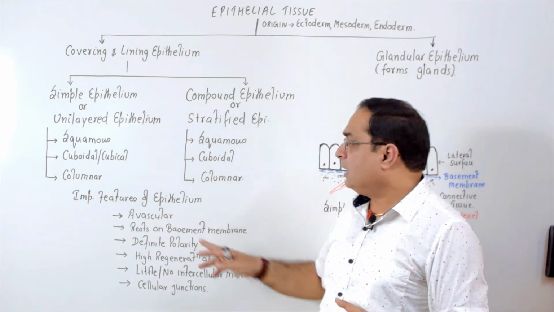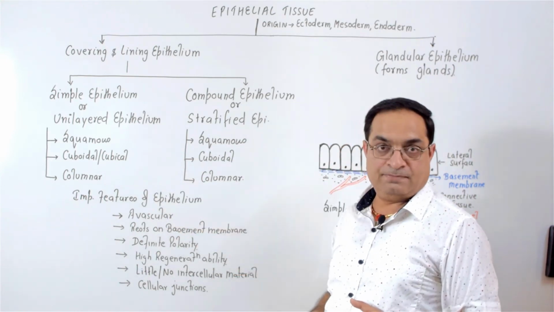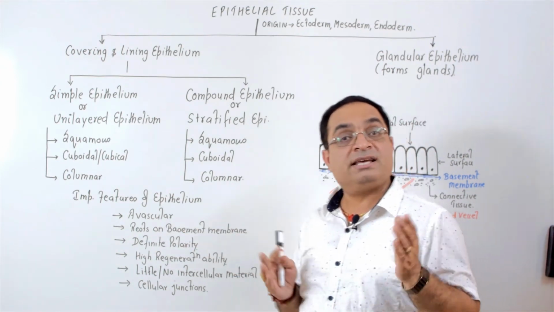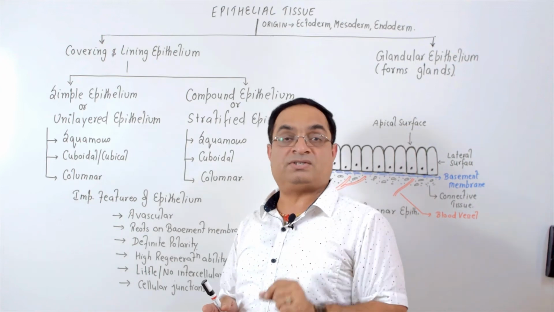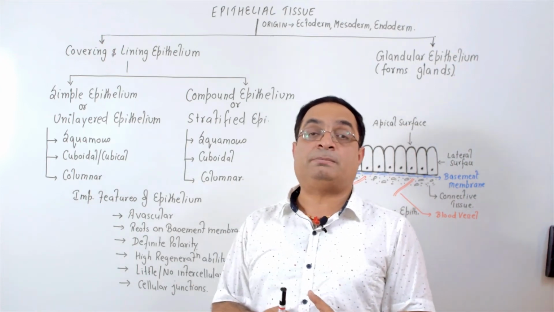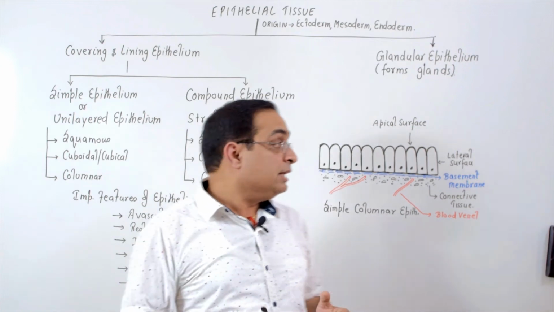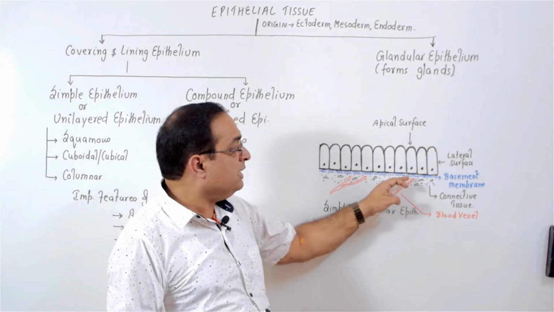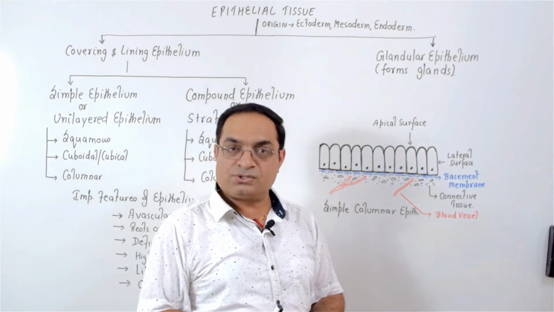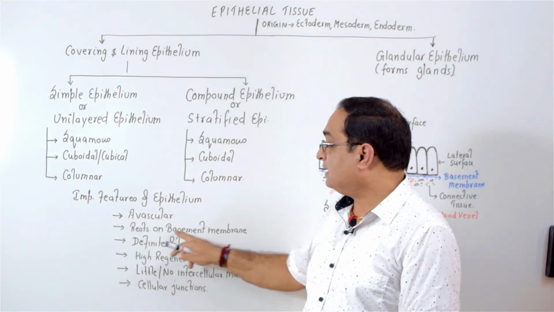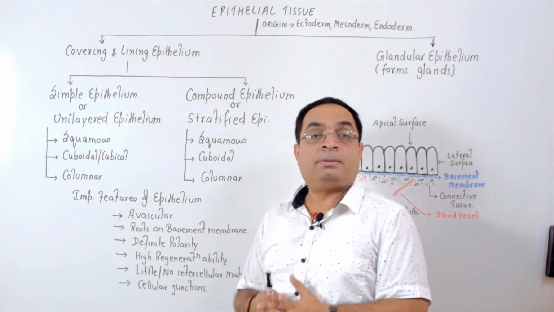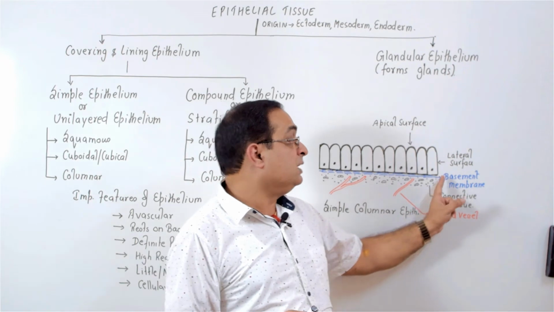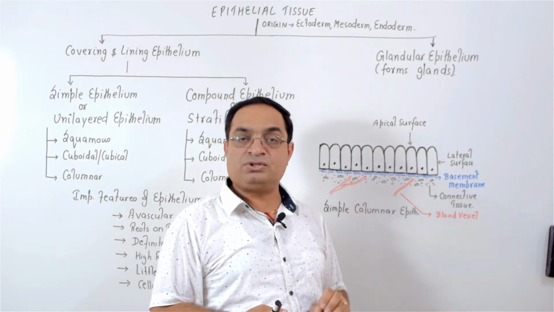Let's discuss the important features of epithelium. The first feature is that the epithelial cells are avascular. So when I say avascular, it means without blood supply. If they do not have blood supply, how do they get nutrition? They get nutrition by diffusion. Oxygen and nutrients, they simply diffuse from the nutrient source. Second feature is that they rest on a basement membrane. Basement membrane is made up of glycoproteins, it has collagen fibers. So here with the blue color we have shown the basement membrane.